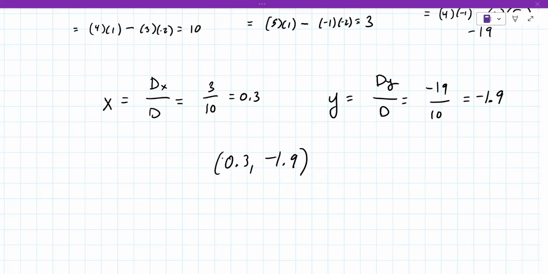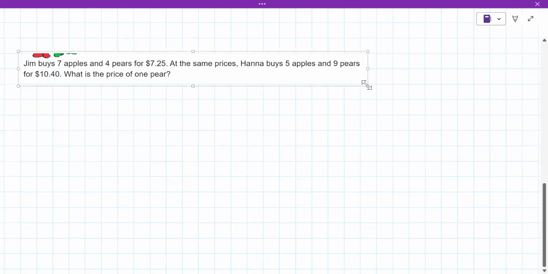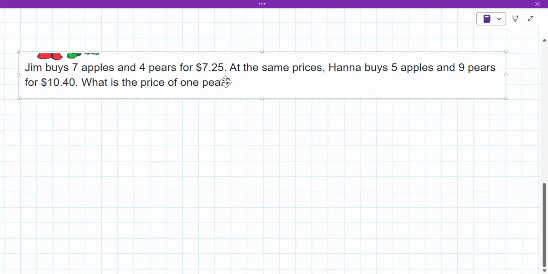I'm not sure about the dancing pear and apple. I don't know.